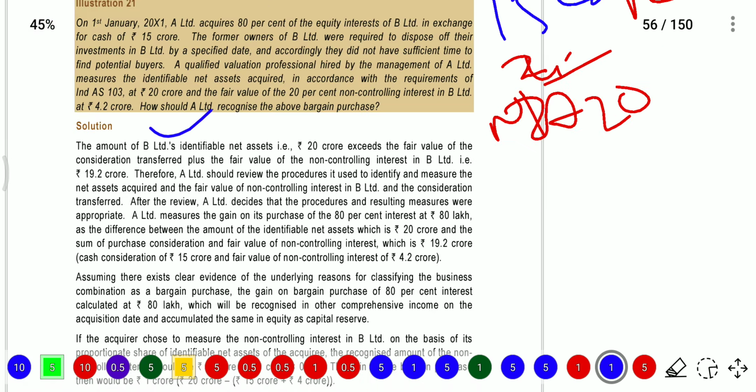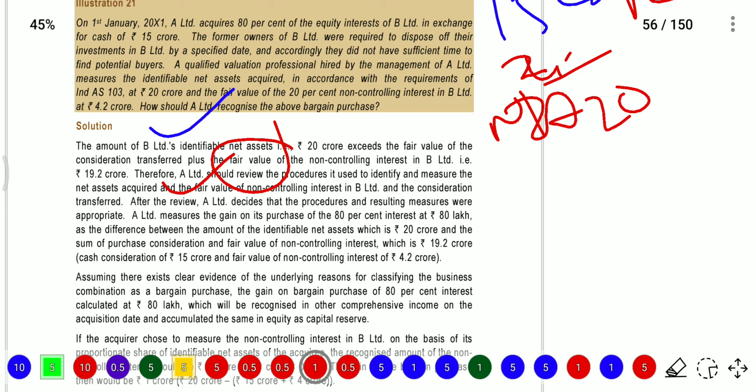The amount of B Limited's identifiable net assets, 20 crores, exceeds the fair value of the consideration transferred plus the fair value of NCI. Therefore, A Limited should review the procedure used to identify and measure the net assets acquired, the fair value of NCI in B Limited, and the consideration transferred. After review, A Limited needs to decide the procedure and resulting measures are appropriate, and A Limited will need to measure the gain on purchase of 80 lakhs, the difference between the identifiable net assets of 20 crores and the sum of purchase consideration of 19.2.